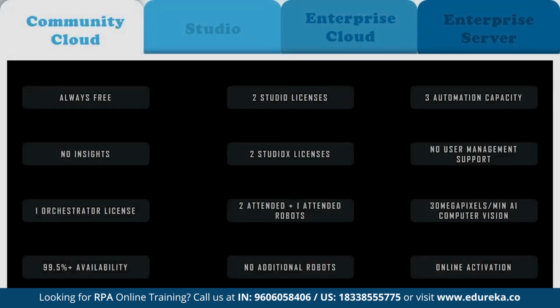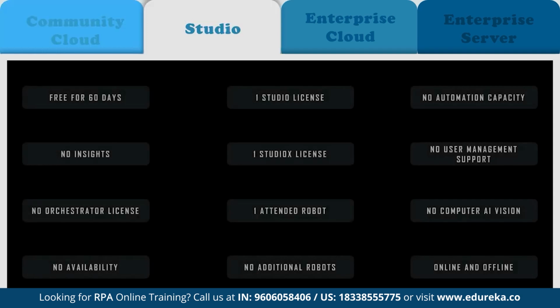Starting with the Community Cloud version, it is always free. It offers no insights. It offers 1 orchestrator license. It comes with more than 99.5% availability. It offers 2 Studio licenses and 2 Studio X licenses. It also offers 2 attended plus 1 unattended robots and offers no additional robots. Apart from that, it offers free automation capacity and no user management support is provided. And finally, it also offers 30 megapixels per minute AI computer vision and can be activated online.